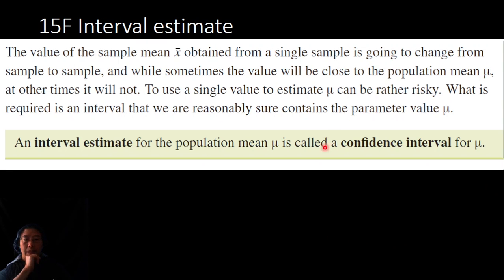Now, as you take a single sample, that value will change from sample to sample. So to use one single value is going to be inaccurate or risky. All right, so what is required is an interval that we are reasonably sure contains the value mu. So an interval estimate for the population mean mu is called a confidence interval for mu, and we want that confidence interval to be in the high 90%.